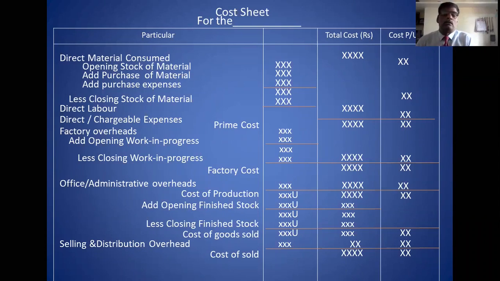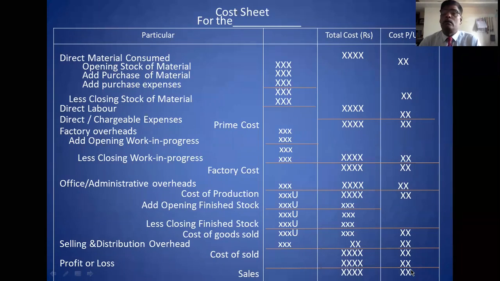Okay. So the next stage is profit or loss. If you want a profit, you add the required profit. If you want a loss, you deduct the loss, divide by the number of units sold, then whatever comes is the sale per unit. Okay, sale per unit. Clear? Any doubt about this chart?